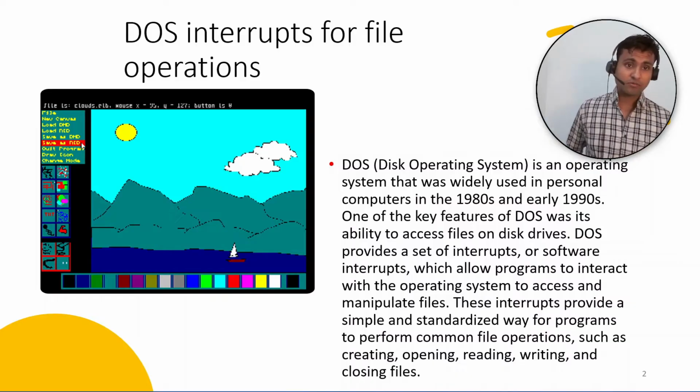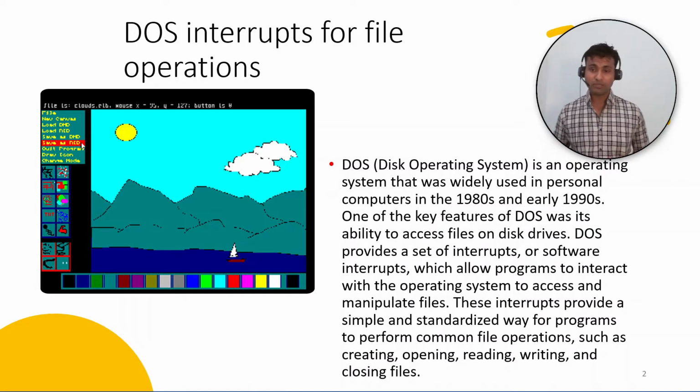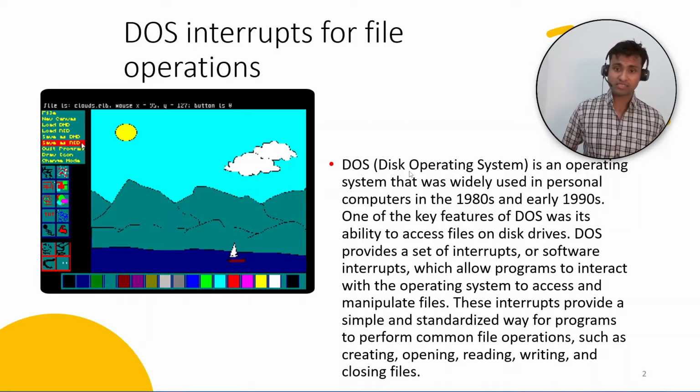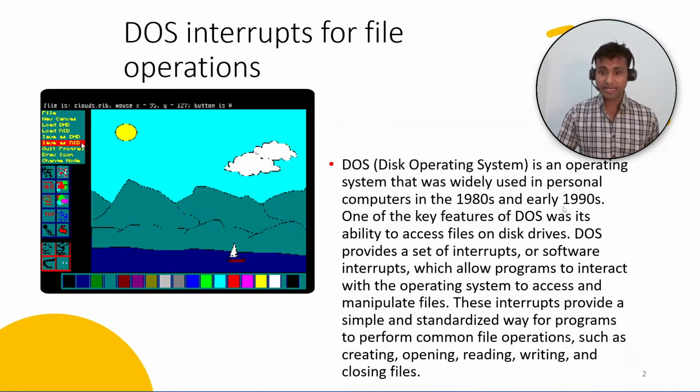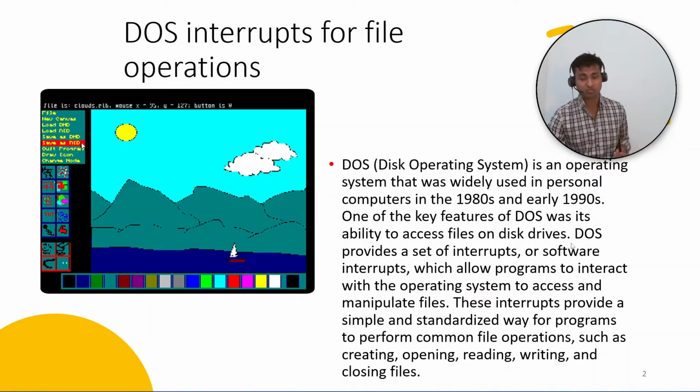DOS interrupts for file operations. As we had seen last time, the importance of interrupts, similarly, whenever we are dealing with files, here also we'll raise the DOS interrupt 21, in hexadecimal 21H. Disk Operating System is an operating system that was widely used in personal computers in the 1980s and the early 1990s, and one of the key features of DOS was its ability to access files on disk drives.